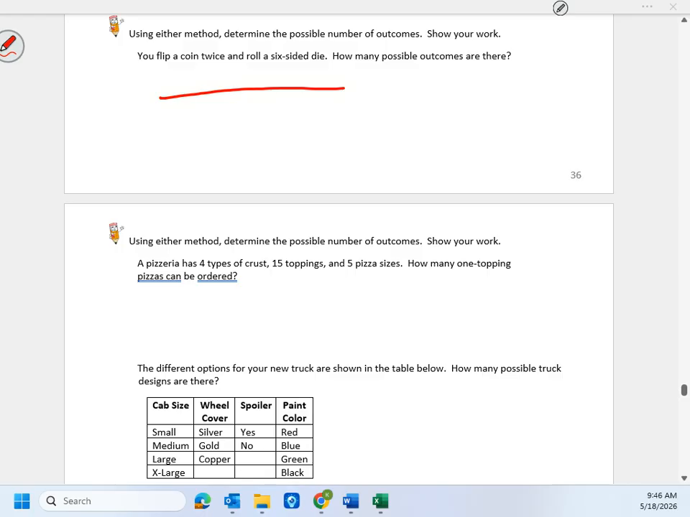We're flipping that coin 2 times. So we need to list each one separate. So we have flip 1, we have flip 2, and then we have our roll. So we can't just count coin and dice, we have to count how many actions we're doing. Flip one, flip two, and then the roll.